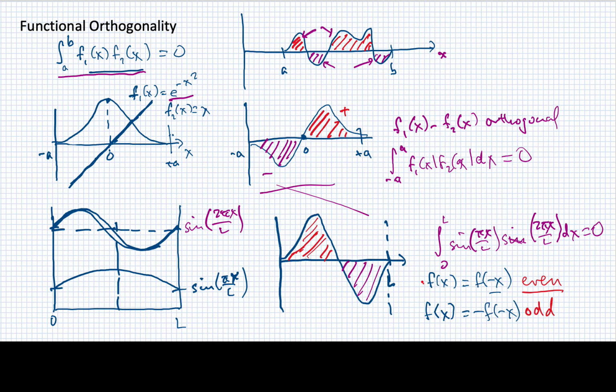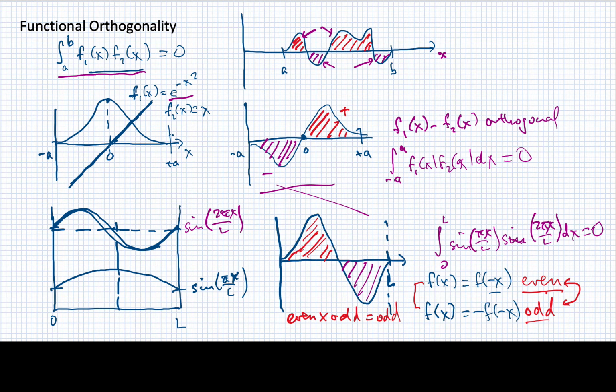So when I multiply two functions together, if they're both even, I would get an even result at the end. If they are both odd, I would also get an even result. The only time I don't get an even result is when I multiply an even times an odd. An even times an odd will give me an odd function.